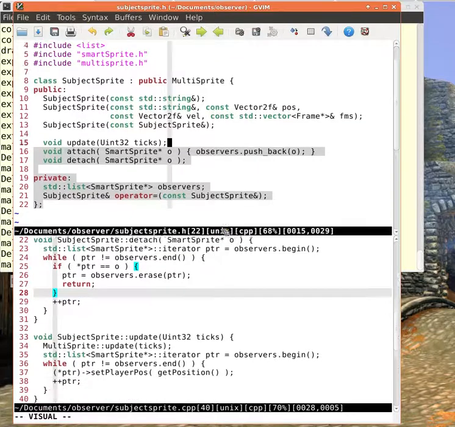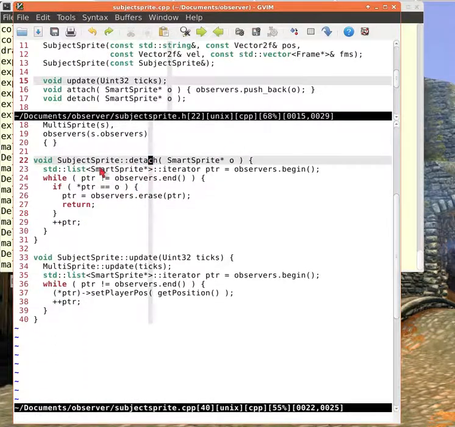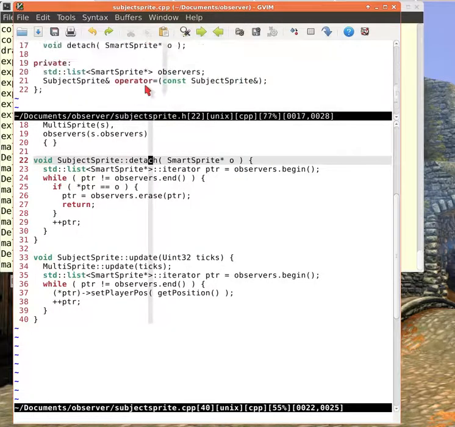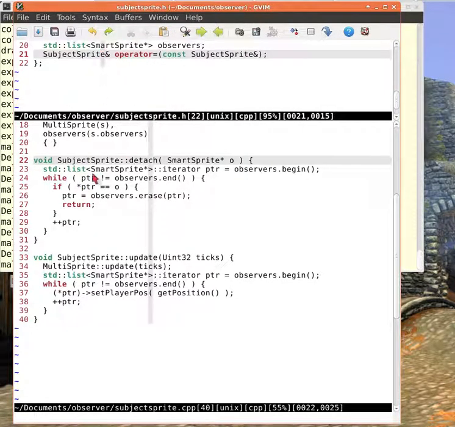Okay, so let's look below at these things. So here's the detach. Here is how you remove an item from a vector. Is this a vector? It's a list. Here's how a vector or a list, it's the same. Okay, I want to detach this guy. This is an observer. I'm going to remove this observer. So I use an iterator, and I start the iterator at the beginning of the observers list. And while I'm not at the end, if the one I'm looking at is the observer I want to remove, then I erase the observer.